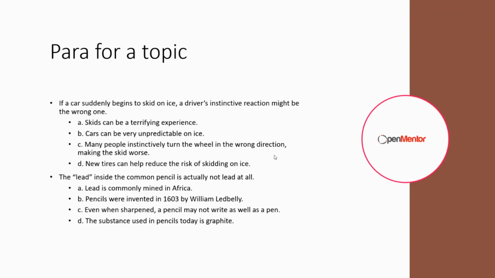Okay, before we get into all of that, I want you to think and answer me. If I give you a single line, you can write a paragraph of 3 or 4 lines based on that. That is called developing a paragraph for a topic. For example, if I say, if a car suddenly begins to skid on ice, a driver's instinctive reaction might be the wrong one. This is a simple line that I'm giving you, which is talking about the car skidding on the ice and the driver's instinctive reaction, right?